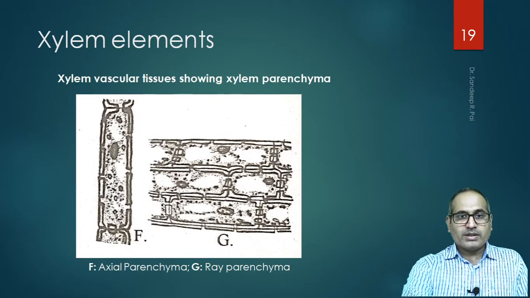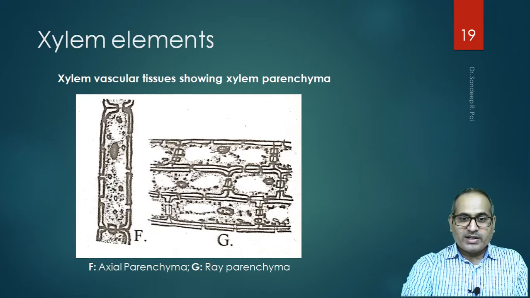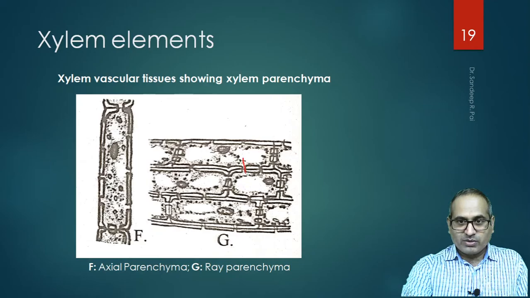This is how the xylem parenchyma looks. Since it is living tissue, we will see that there are all cell organelles in it. Axial parenchyma looks like this, and ray parenchyma looks the other way. There will be an arrangement of partitions having pits, which will have openings, and there will be passing of material from one side to another.